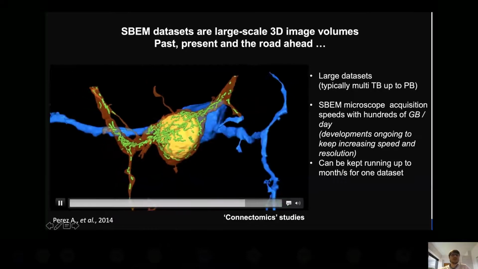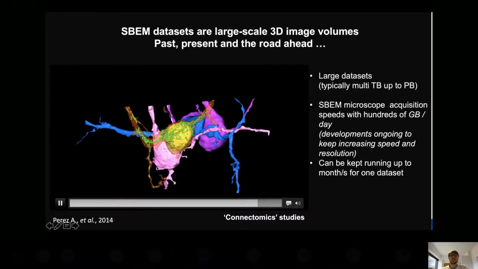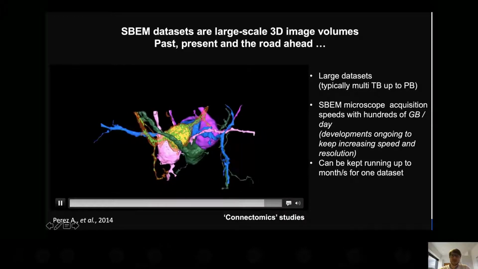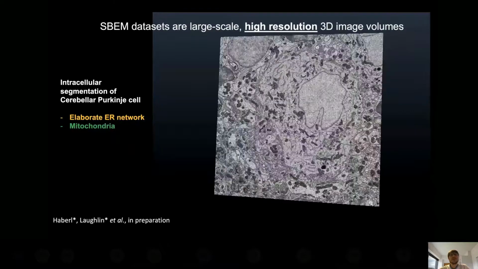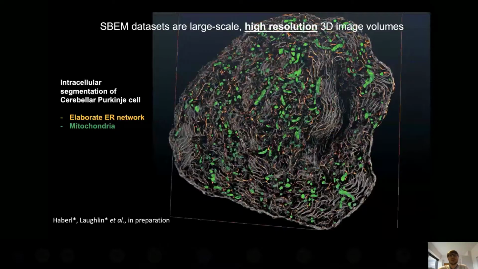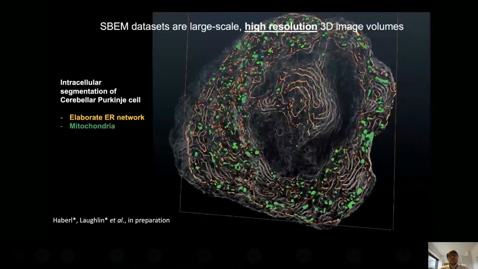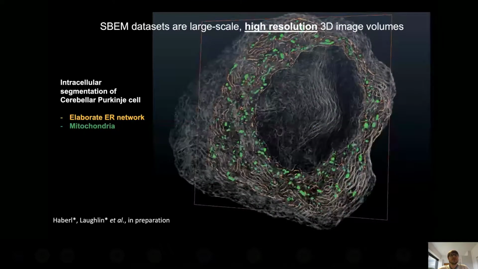In here you see now mitochondria and the nucleus in the middle, and all of that is being reconstructed from an EM dataset. These microscopes can acquire hundreds of gigabytes a day, and they can keep running for several months. So the scale is becoming bigger and bigger. At the same time, we still have the same high resolution. All of this is being done without sacrificing resolution.